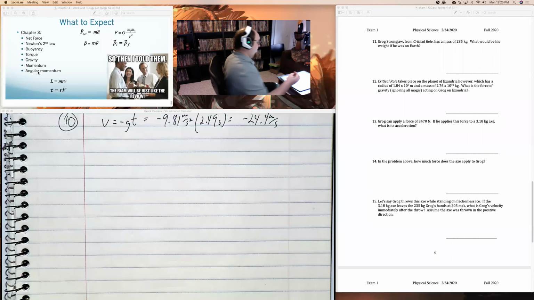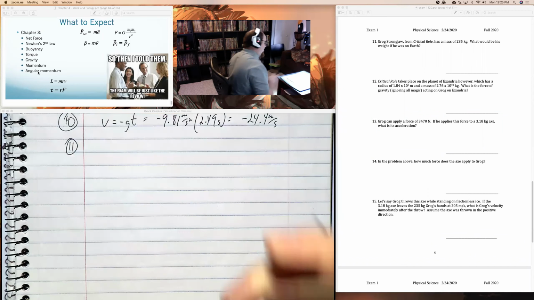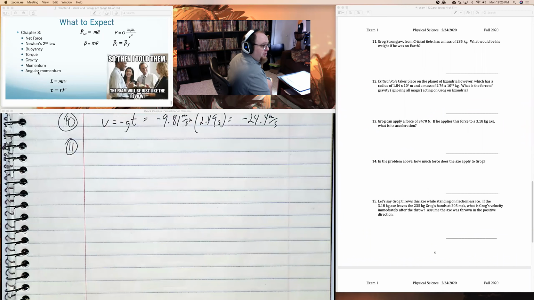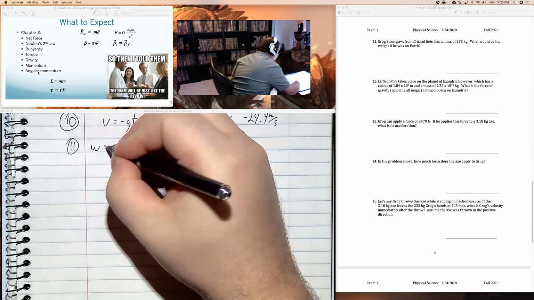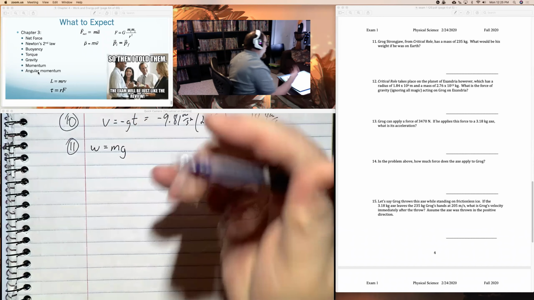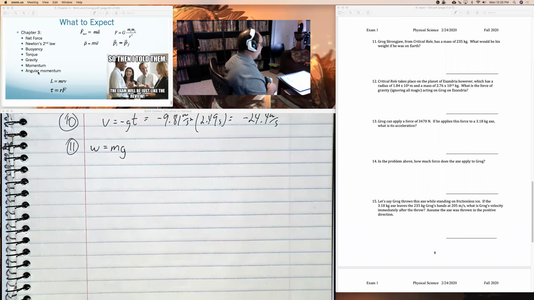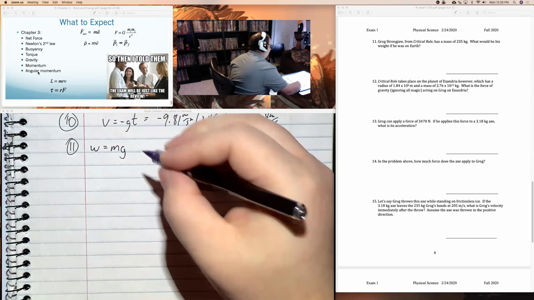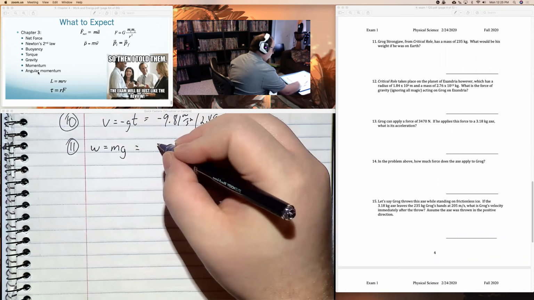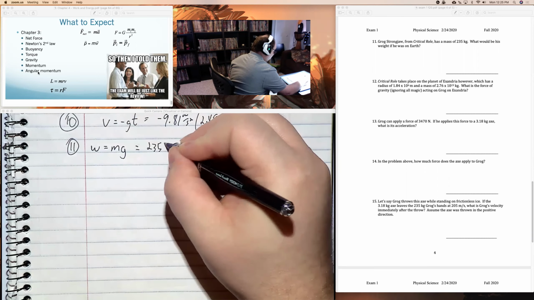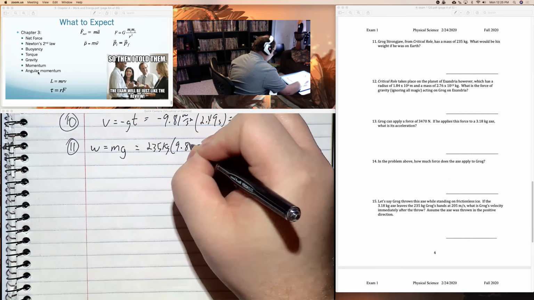Starting with the first one, it says Krog's Strongjaw from Critical Role has a mass of 235 kilograms. What is his weight? Now the equation for weight is not written on this screen, but weight is mg. Weight is mass times gravity. 3 points. And so his weight would just be his mass times g.